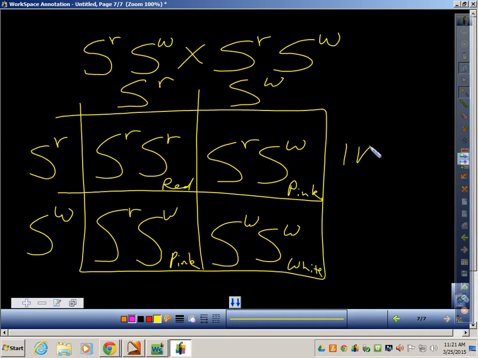So I have the 1-to-2-to-1. Both genotypic and phenotypic ratio are the same. Okay? So I still have the 1-to-2-to-1 ratio. One red to two pink to one white.